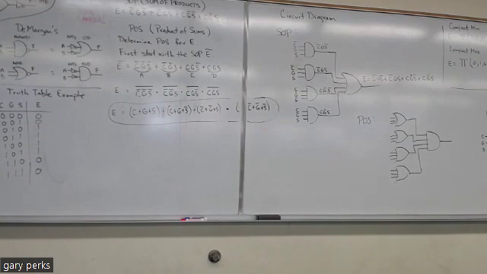Yeah, first show the SOP for not F and then show how you get the POS. You don't have to show the De Morgan steps, but yeah, that's it. Okay.